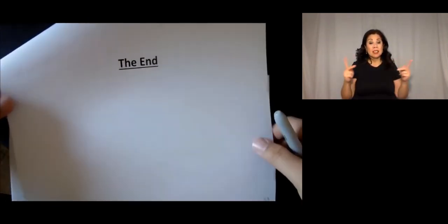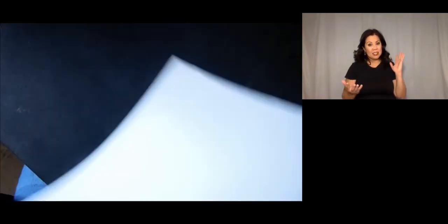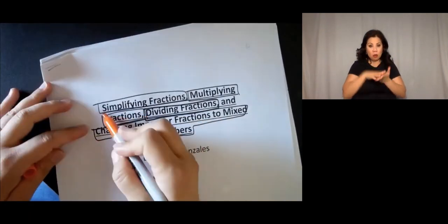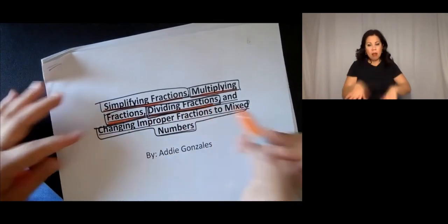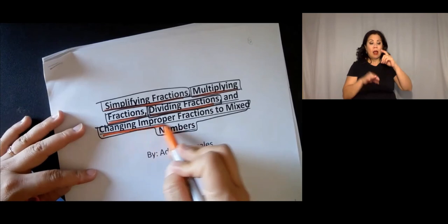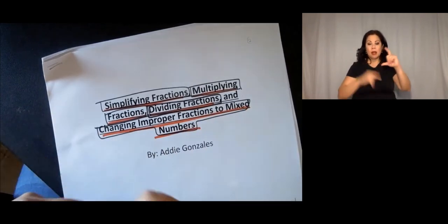All right, and that's the end of the lesson. All right, so for this lesson, we learned how to simplify fractions, then multiply fractions, then divide fractions, and then we learned how to change improper fractions to mixed numbers.